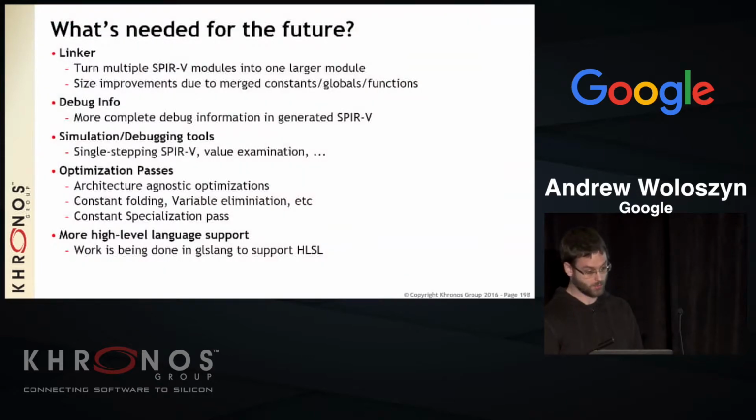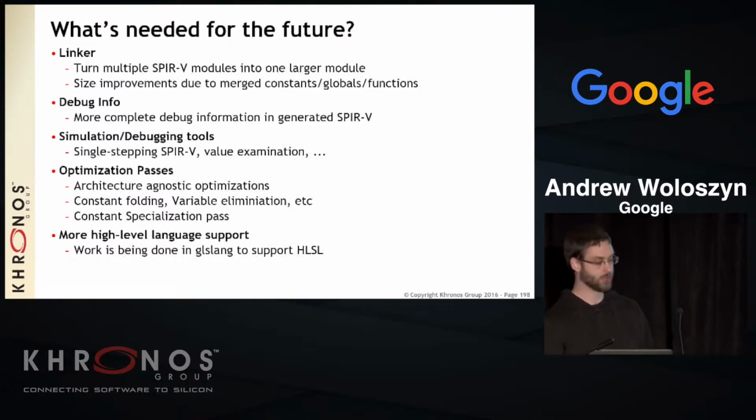So things that we would like to have in the future. One is a linker or a combiner, or whatever you want to call it. But basically take as many SPIR-V modules as you want and turn them into one. You can get some size improvements. I mean, trivially, you'll get some size improvements because you have to merge types, but you can also merge constants and globals and functions and all of these things. Another is more complete debug information. Right now, the compilers generate names, and that's about it. So line information and the like.